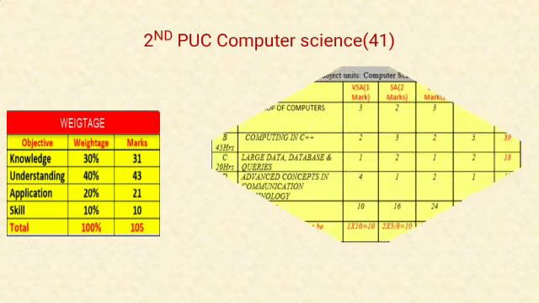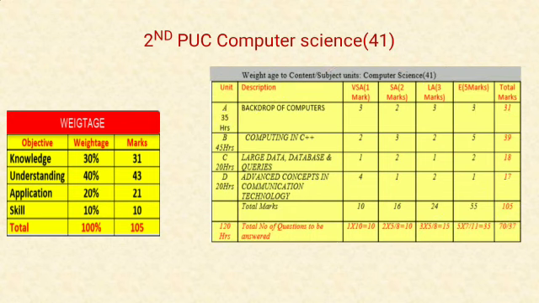For example, for knowledge, it's around 30% weightage and the marks allocated is 31 marks. And for understanding, the weightage is 40% and the marks allocated for it is 43 marks. And for application, 20% is the weightage and the marks allocated is 21 marks. And for skill, the weightage is 10% and the marks allocated is 10 marks.